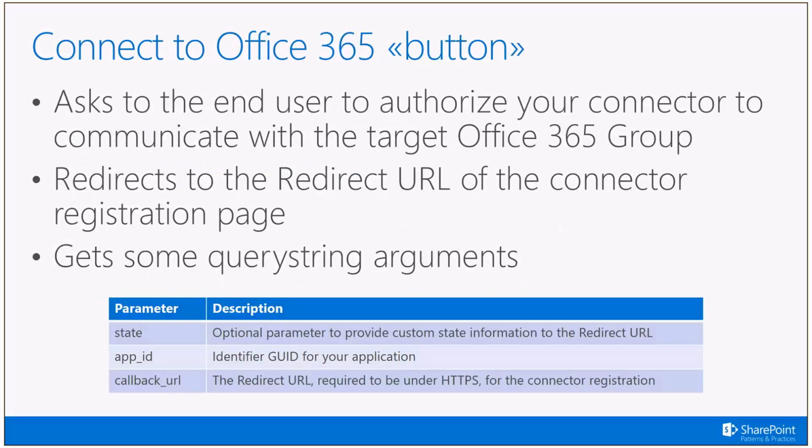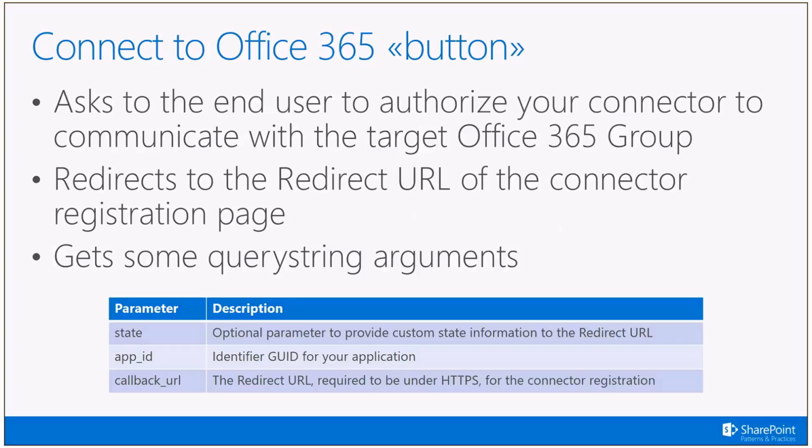Whenever you register and create your own connectors, you will have to provide a URL which will be used for the registration step, and this URL will be the one under the cover of the registration button. In the URL there will be a few query string arguments, starting with a custom state argument, which can be whatever you like. It is a text argument, which can be used to provide some custom information to your connector infrastructure, as you will see pretty soon in the demo.